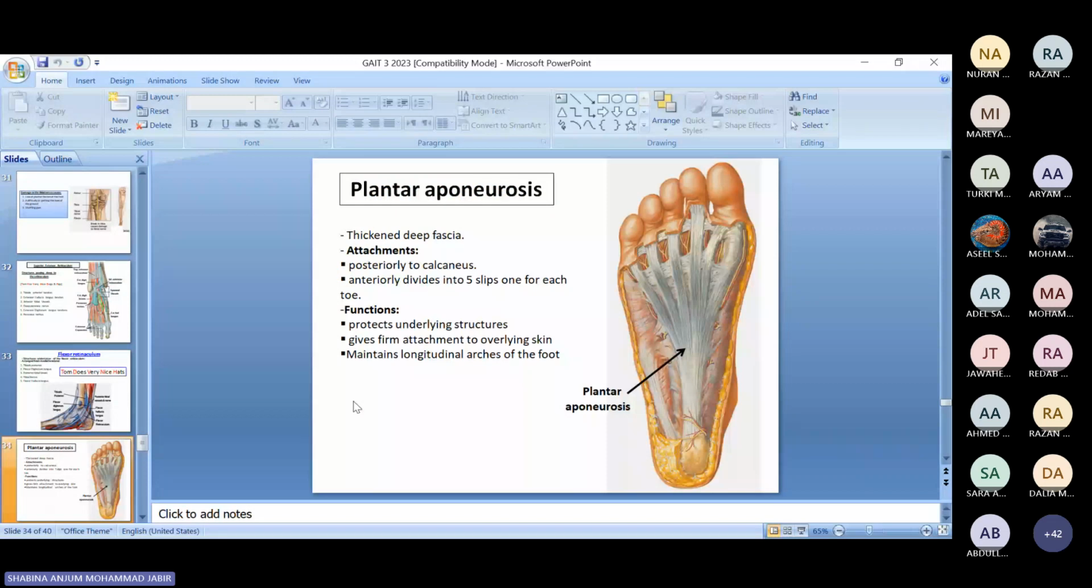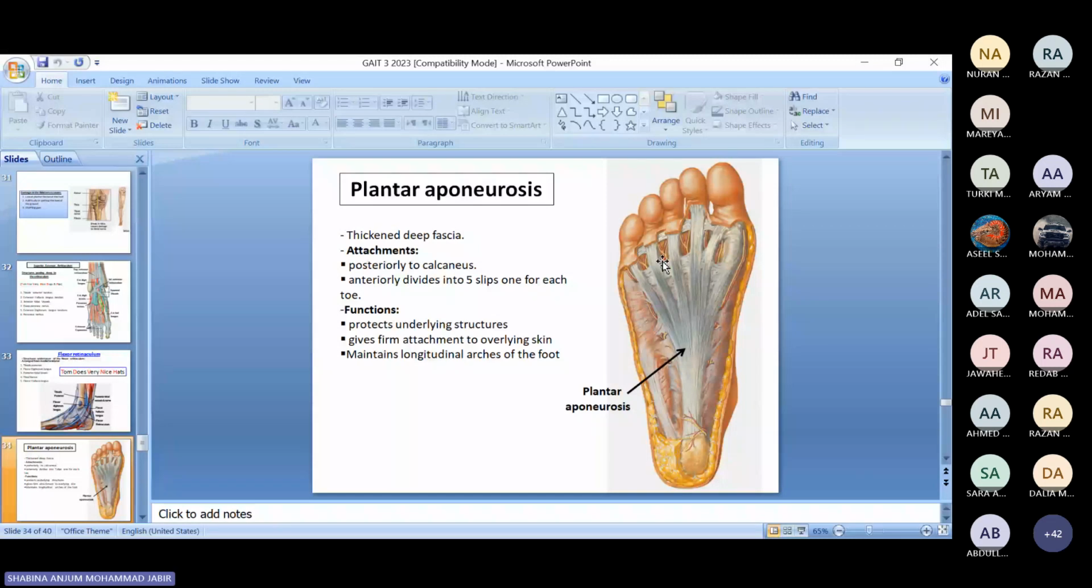Now we have the foot. In the foot, if you cut the skin first, you will have some fascia which is very, very thick. This is called the plantar aponeurosis. Posteriorly it is attached to the calcaneum, as you can see here, and anteriorly it divides into 4-5 slips and goes to each toe.